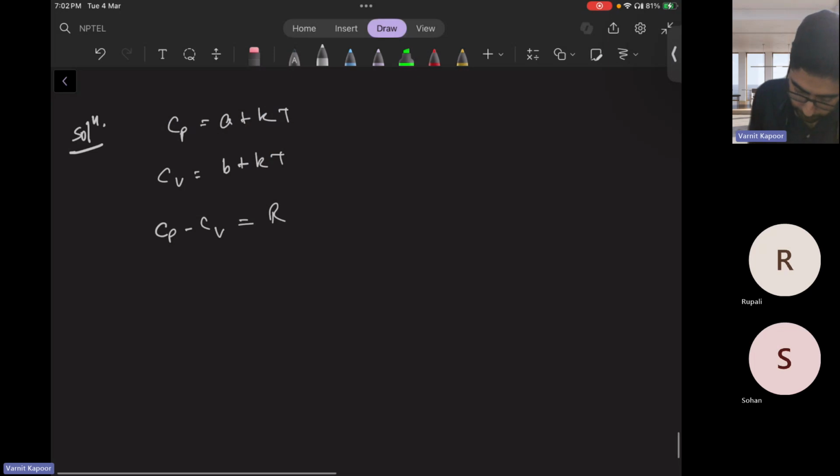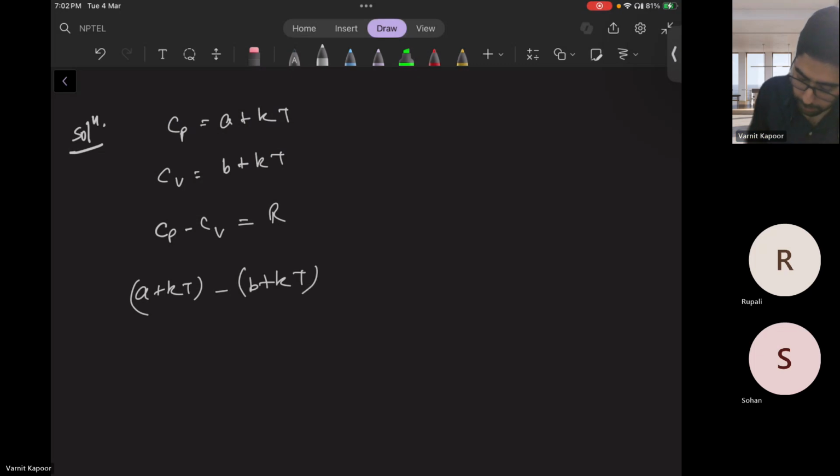So what is Cp minus Cv? From the above equation, A plus Kt minus B plus Kt is equal to R. So Kt and Kt cancel out. So it is A minus B is equal to R. So A minus B is R.